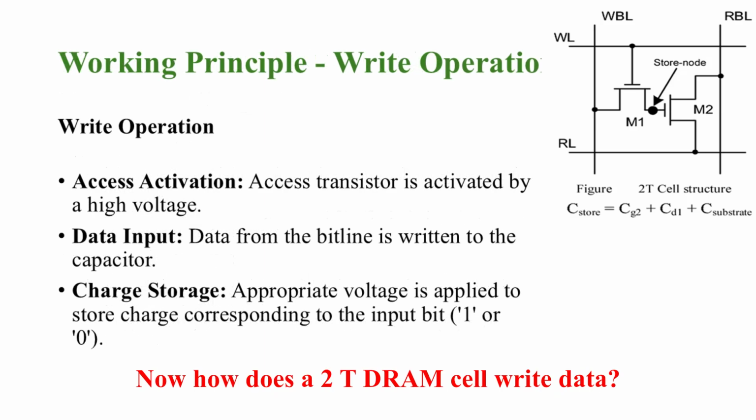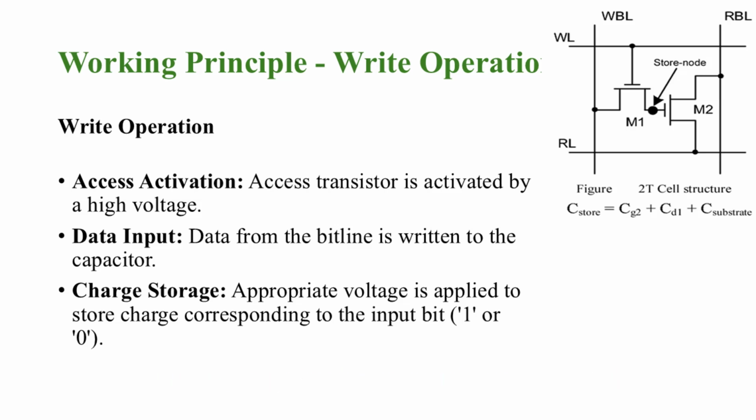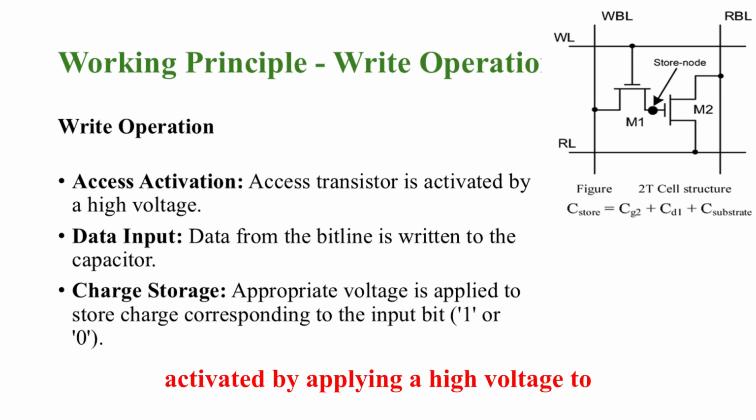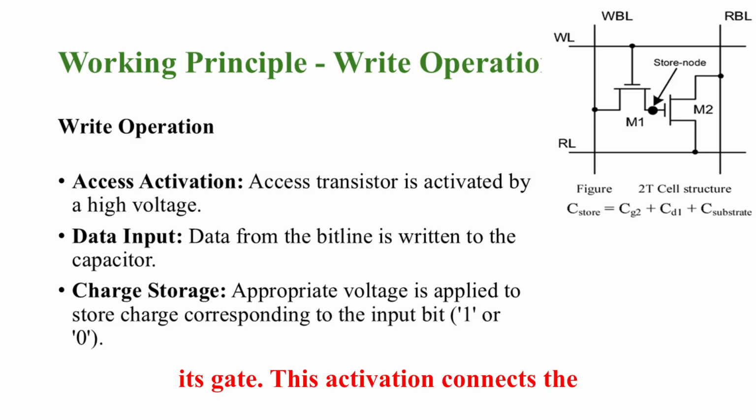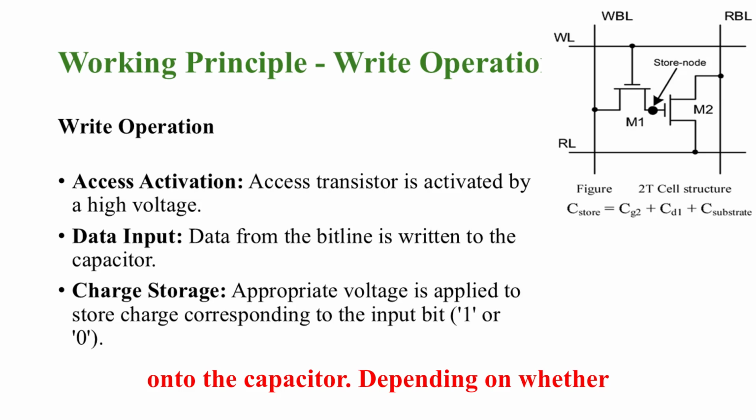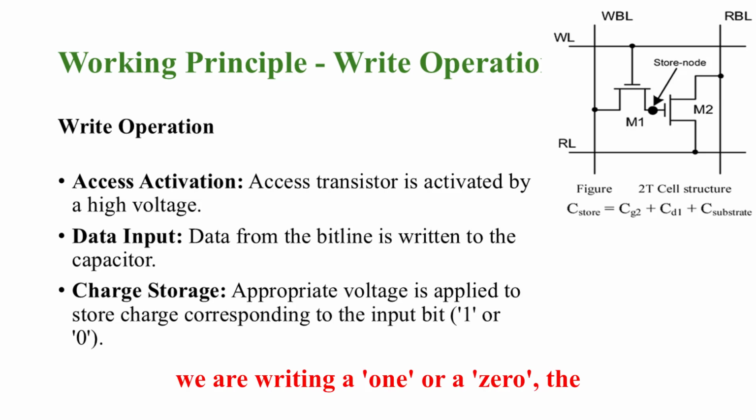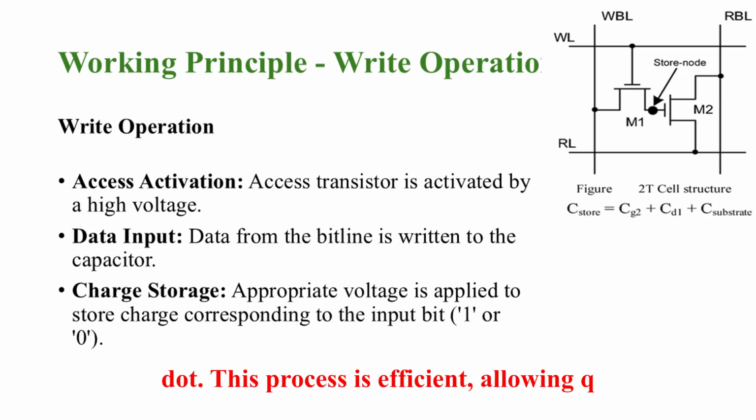Now, how does a 2TD RAM cell write data? First, the access transistor is activated by applying a high voltage to its gate. This activation connects the bit line to the storage node. Data from the bit line is then written as a charge onto the capacitor. Depending on whether we are writing a 1 or a 0, the corresponding voltage is applied, ensuring the correct charge is stored. This process is efficient, allowing quick updates to the stored data.